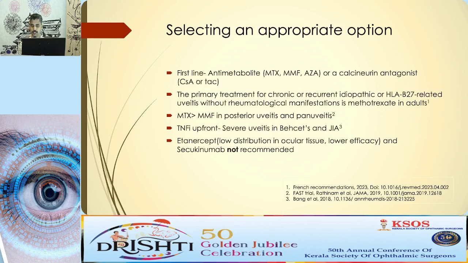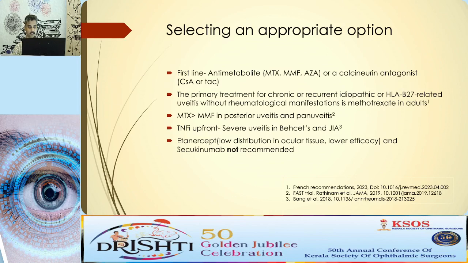The first line is always an anti-metabolite. Methotrexate, mycophenolate mofetil or azathioprine are equally effective, or a calcineurin antagonist like cyclosporin or tacrolimus. The French guidelines 2023 say that the primary treatment for chronic or recurrent idiopathic or HLA-B27 related uveitis without rheumatological manifestations is methotrexate in adults. In the FAST trial subgroup analysis, they showed that in posterior uveitis and panuveitis, methotrexate works better than MMF.